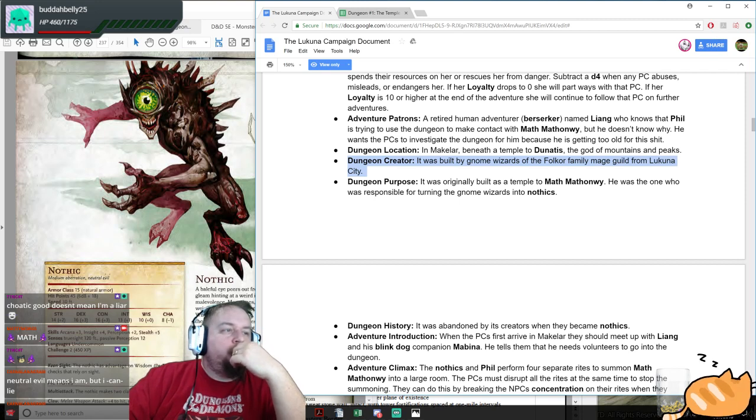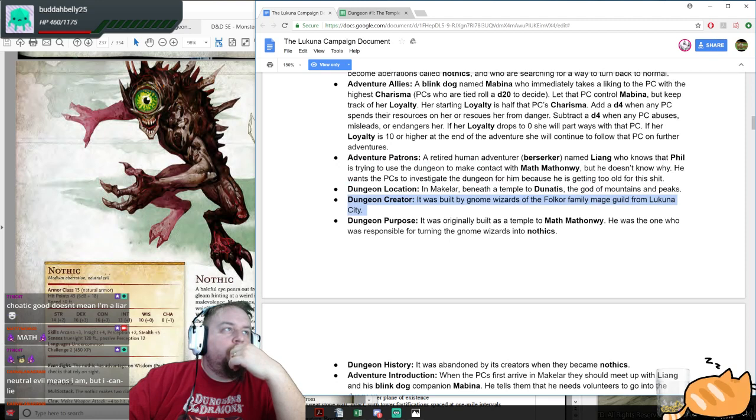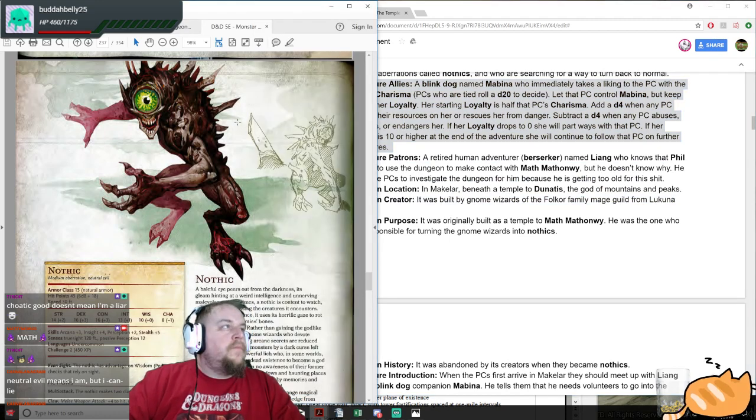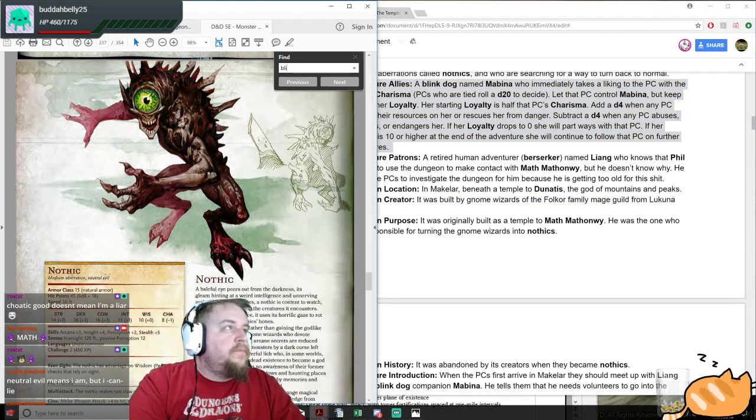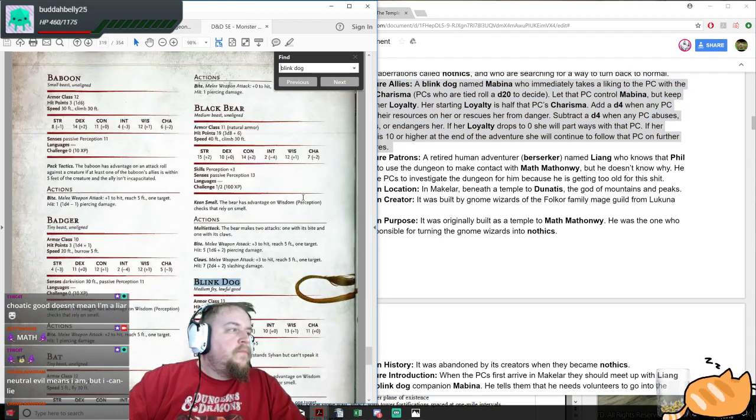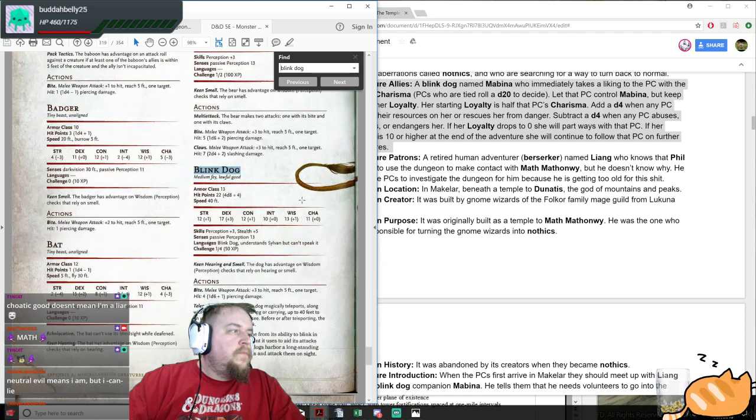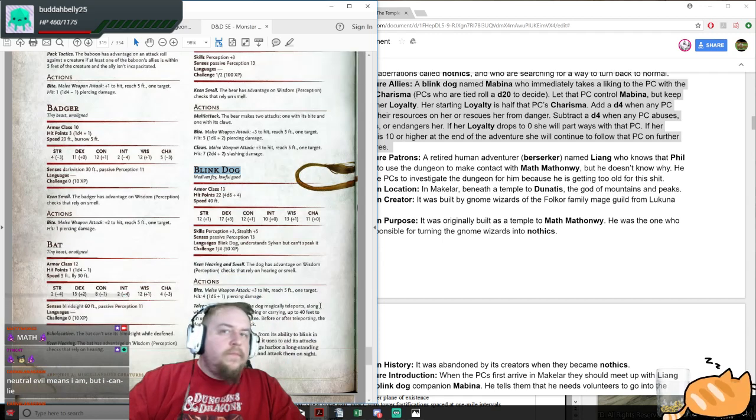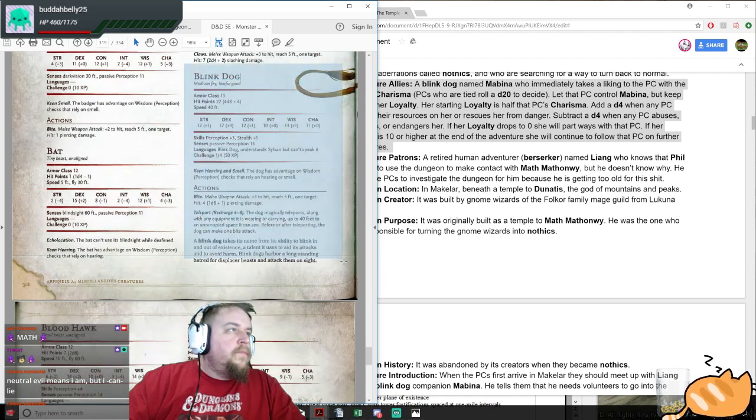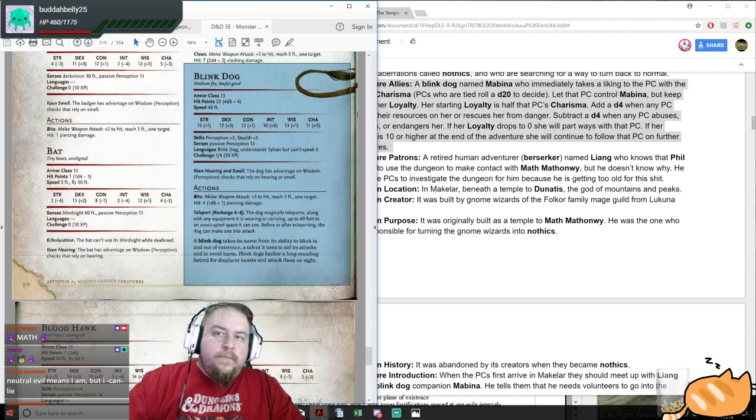So then for the adventure ally, we already know it's a blink dog named Mabina, and we know that she was, I didn't state it here, but I assumed she was a companion with Lang, because in our introduction we put that they meet up with Lang and his blink dog companion Mabina. So I do put it out there, but it's not really a big thing I flesh out. The important thing I flesh out here is actually running Mabina as a companion.